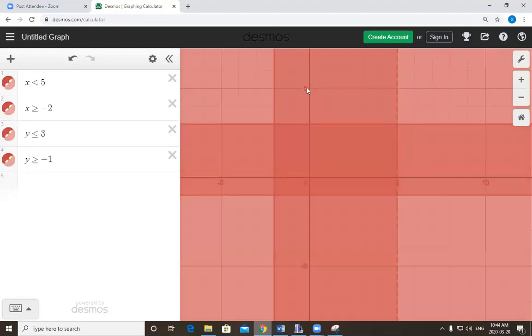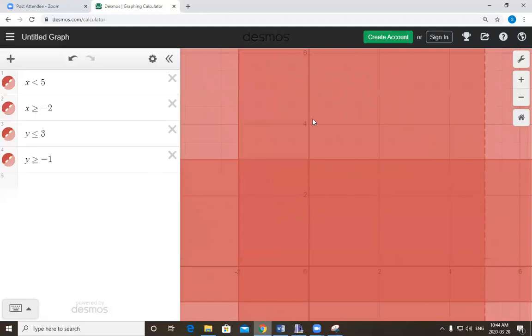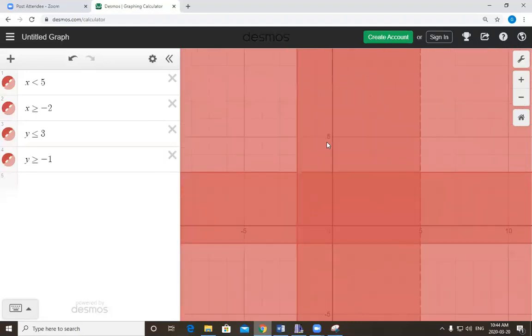For example, if I tried the point (5, 0), whoops, we'll just zoom out. Sorry, that point would be (5, 0). 5 doesn't work because 5 is not less than 5. So therefore it wouldn't satisfy. So any points outside of this shaded region would not satisfy the inequality.